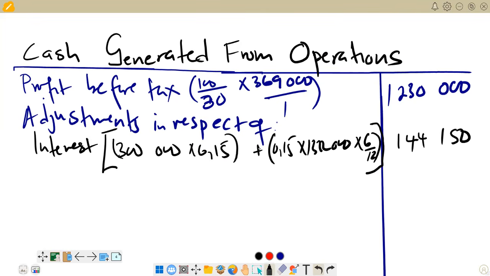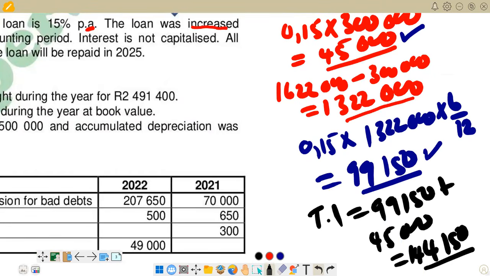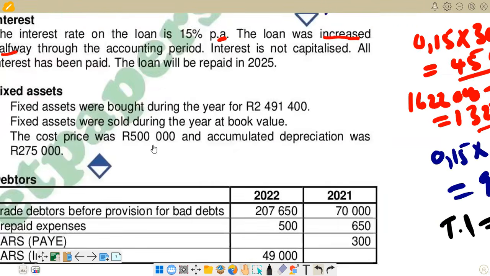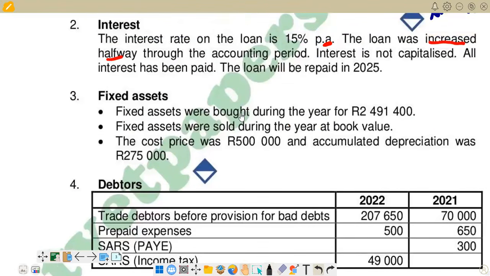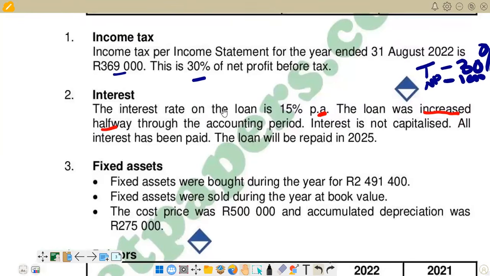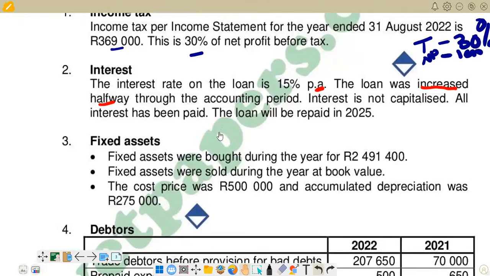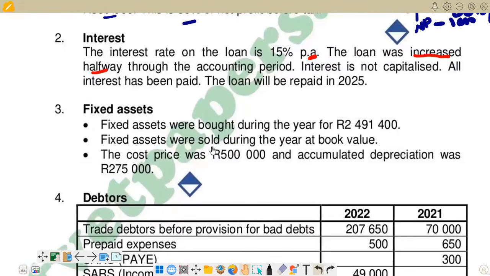Then we go back again to find any adjustment, any non-cash items. Remember, I said interest and also other non-cash items that are there in the question. So if you check, this is the information that we have starting from the top. There we've got income tax. It's not going to affect interest; we calculated it. Then here now, that's where we are going to see the calculation of depreciation. We are told that there are fixed assets which were bought during the year for 2,491,400, and then we've got fixed assets that were sold during the year at book value. So we can take note of that one.